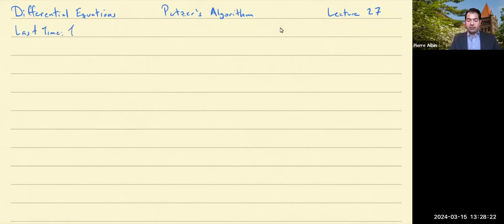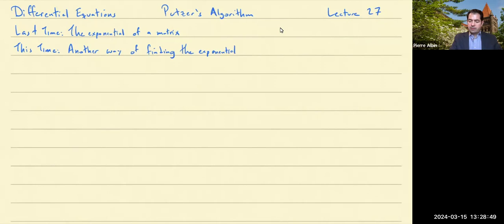Last time we discussed the exponential of a matrix. This time we're going to talk about another way of finding the exponential of a matrix. Okay, so let's recall where we are.